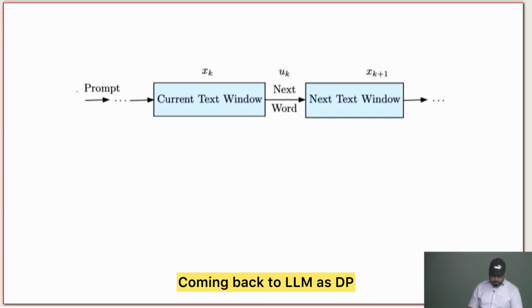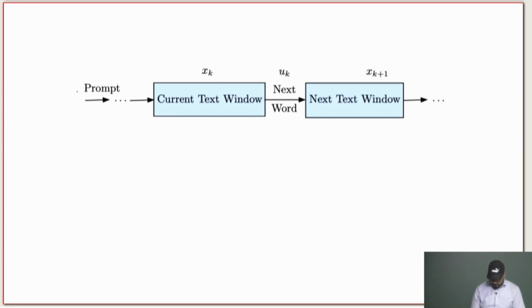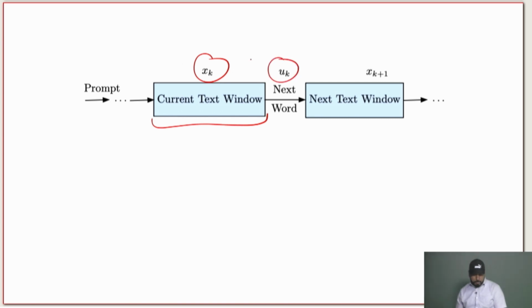Large language models, specifically the next token prediction type, could be seen as having a current text window, which is our state x_k. Then the choice of the words that we will take is decided by the control u_k. Once I take the choice of the control, I end up taking that text and incorporating it as the next text. Then I move on and keep repeating this, and I keep producing the next set of sequence and so on.